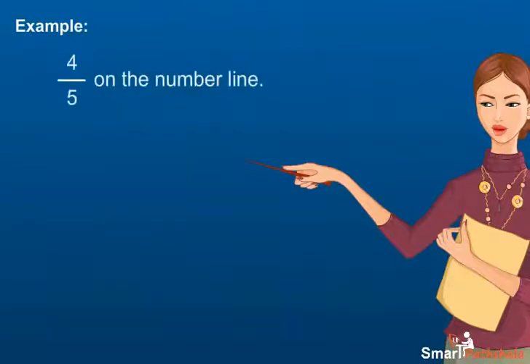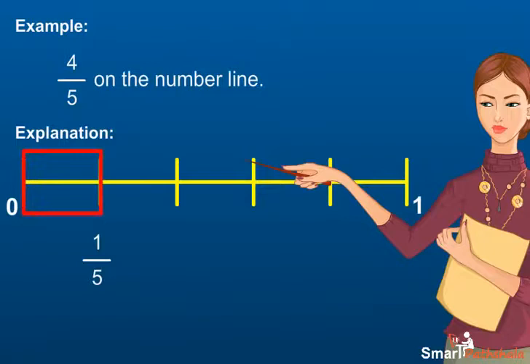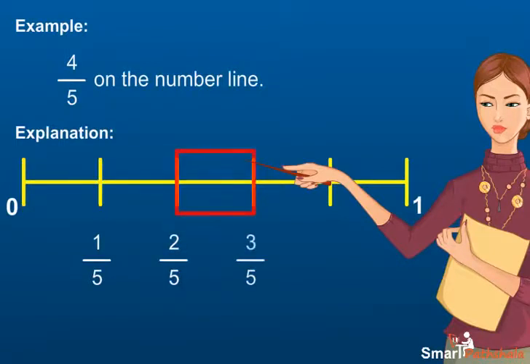Example: draw 4/5 on the number line. Explanation: Step 1. Draw a straight line. Mark 0 and 1 on it. Step 2. Since the denominator is 5, divide the gap between 0 and 1 in 5 equal parts. Step 3. Mark the points as 1/5, 2/5, 3/5 and 4/5. Thus we get the point 4/5 on the number line.